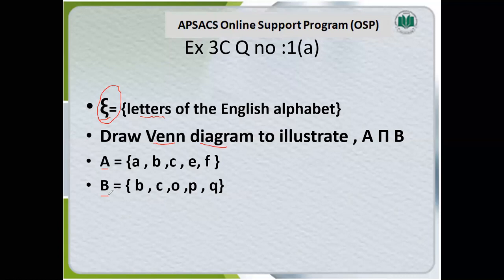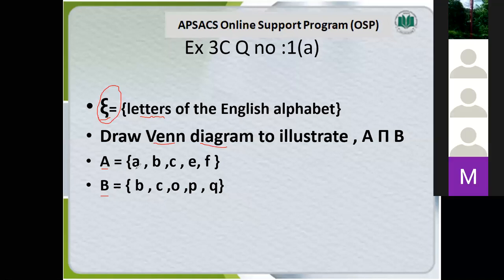Now, beta, here two sets are given to you. The first set has 5 elements: A, B, C, E and F. Clear to all? Yes, ma'am. Well done. And beta, set B again has 5 elements: B, C, O, P and Q. Clear? Now look here. Who will tell me any point common to both of these two? Ma'am, can I tell? Yes. What's your name? Amir Hamza B.